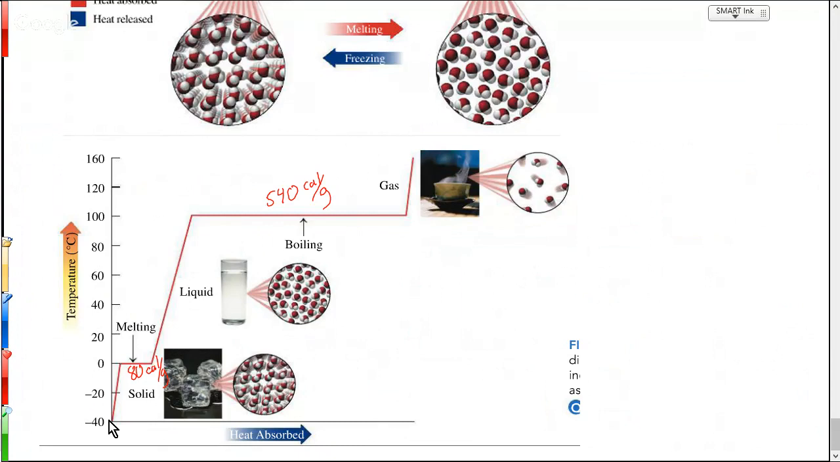When it gets to 100, once again, it's not changing temperature. All that energy is going to boil the water. And then once you put in enough energy to boil all the water, you now have gas, you have water vapor, and now you can start heating the water vapor up, and you could just keep going as high as you wanted to heat that water vapor up. So that's what this graph is showing. What's happening when you add energy and what's happening to the temperature.